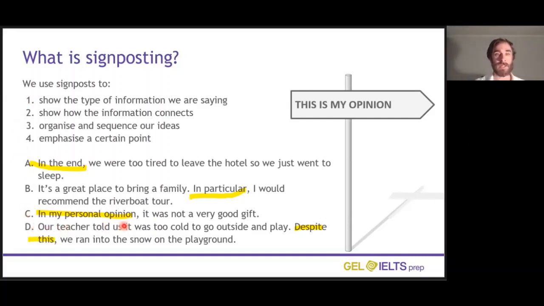Our teacher told us it was too cold to go outside and play. Despite this, we ran into the snow on the playground. So despite this is showing that the previous sentence didn't affect the result. So it's showing a contrast with the previous sentence.